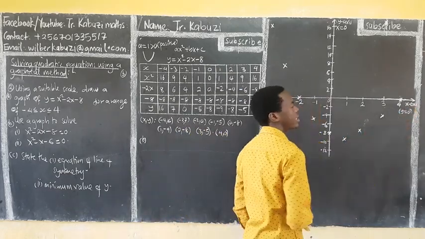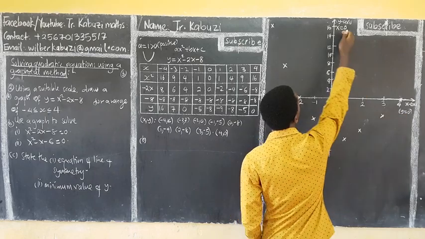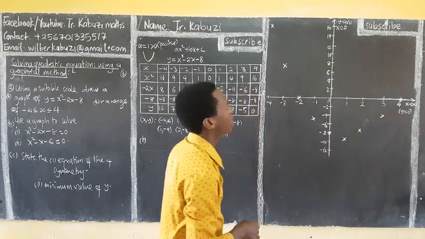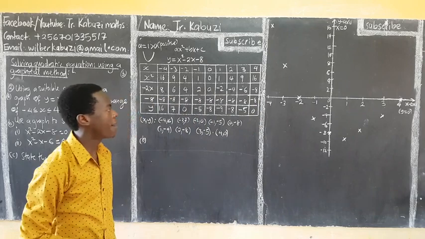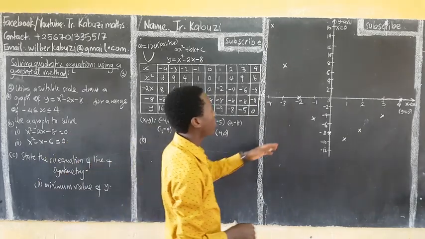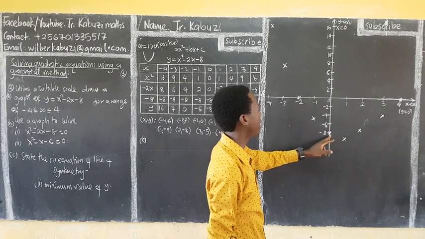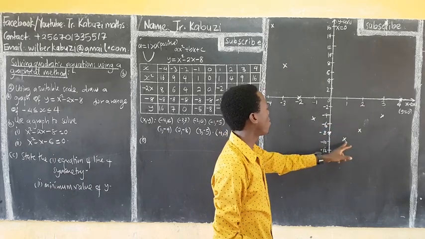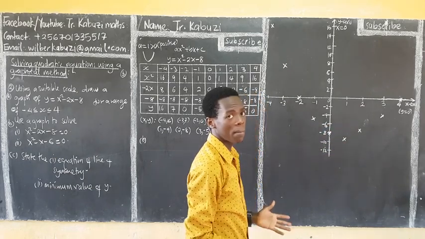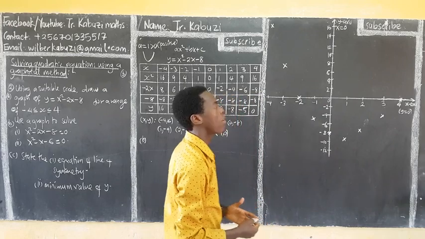We are going to call it the x-axis, the line y equals 0, and the y-axis, x equals 0. Then after plotting, the way we are plotting: -2, 0; -1, -5; 0, -8; 1, -9. That's how we plot. I think plotting is okay for everyone.